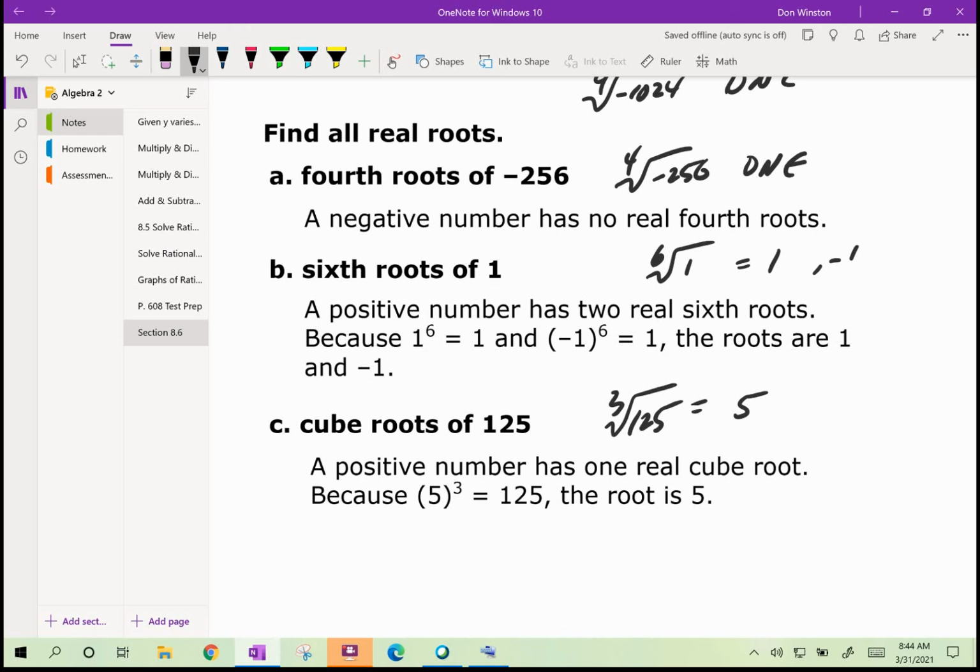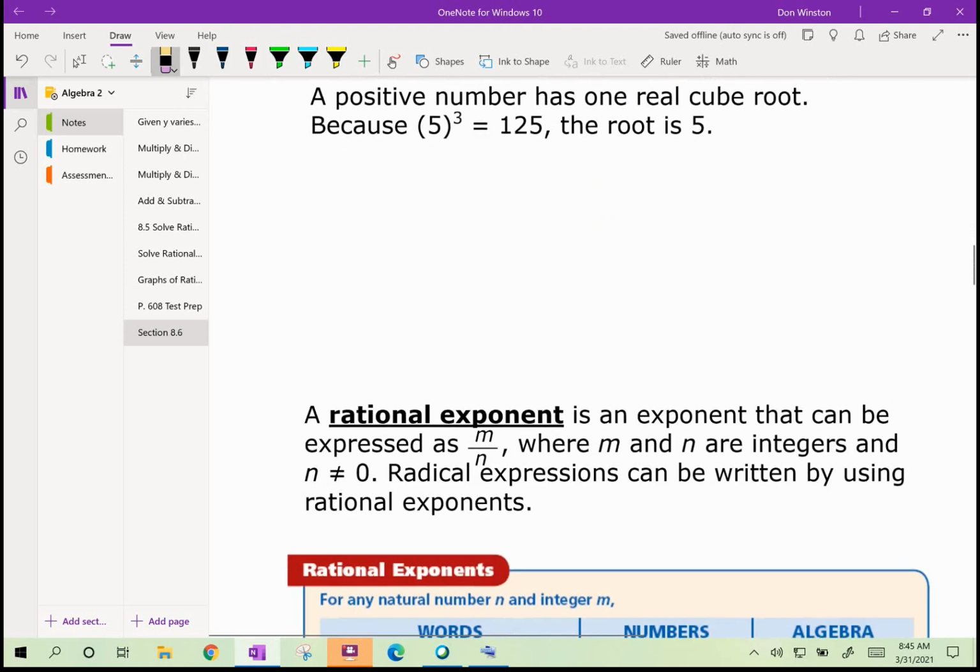So again, we call these the radical expression. That one there would not be possible. A rational exponent is an exponent that can be expressed as m divided by n. In other words, we have a fraction for exponent where m and n are integers and n is not equal to 0. We can't divide by 0. Radical expressions can be written by using rational exponents.